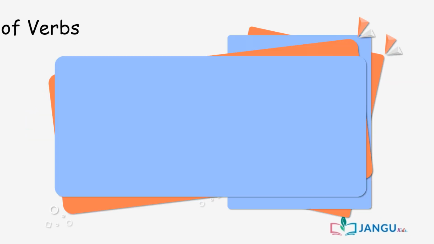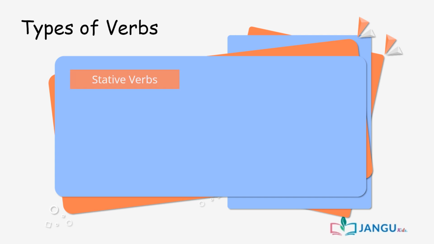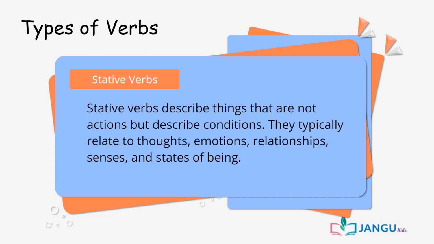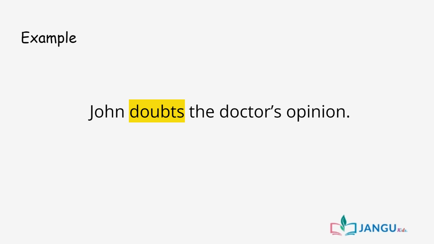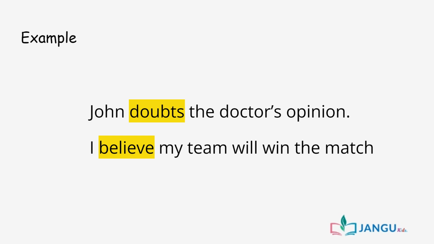Another type of verb you can use is the stative verbs. Stative verbs describe things that are not actions but describe conditions. They typically relate to thoughts, emotions, relationships, senses, and states of being. For example, in these sentences, John doubts the doctor's opinion and I believe my team will win the match. The words doubt and believe are stative verbs that help to describe thoughts of the nouns in the sentence.